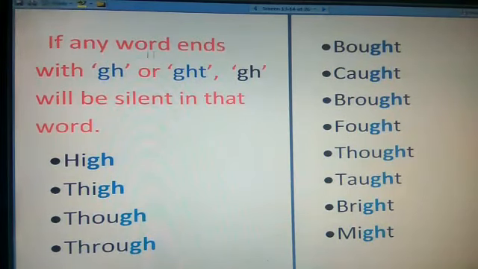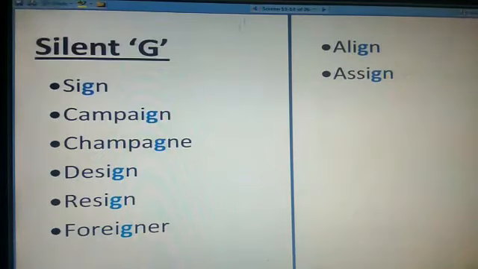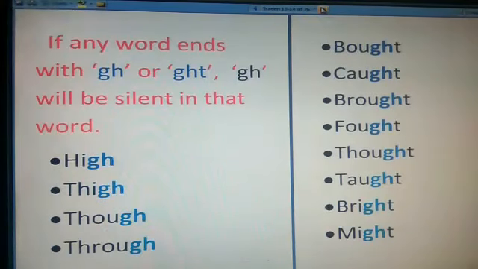If any word ends with GH and GHT, GH will be silent in that word. You have seen previous words with silent G, where many words have the letter G as silent. But when we move toward the next, there is GH and GHT. When words end with GH and GHT, GH will be silent in that word. So move on.